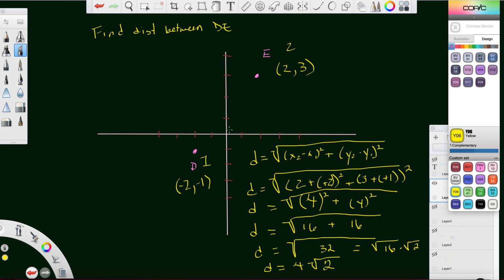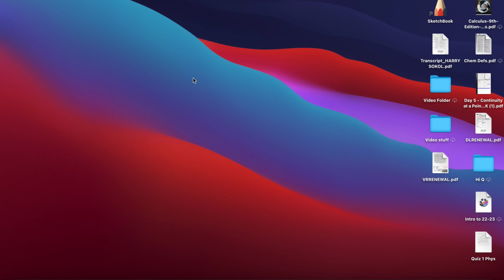the next part is find the coordinates of the midpoint. Let me change colors, and then I'll write underneath here, find the coordinates of the midpoint between D and E. Between D and E. Okay?